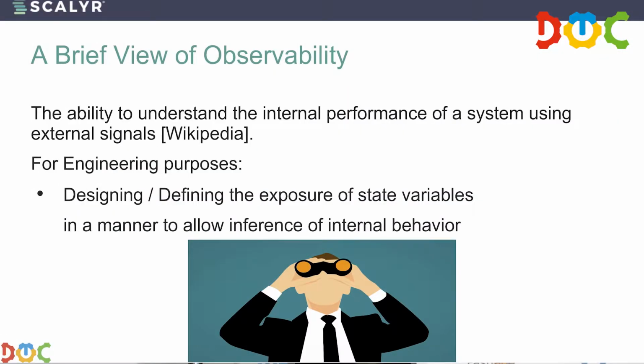To talk about RED, we actually have to start by talking about observability. Observability is a hot topic these days, and basically the concept is how to understand what's going on inside of our application or inside of our system by looking at the external signals that are happening. For engineering purposes, this comes down to designing and developing the exposure points that our applications and our infrastructures show us to tell us what's happening inside of that environment.